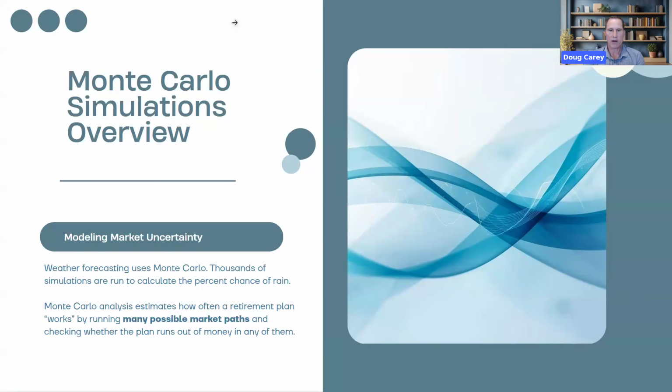So, what is Monte Carlo? I like to use the example of weather forecasting because we can all understand a probability of it raining tomorrow. So, let's say the probability of it raining tomorrow is 40%. How did they get that number? Well, they use Monte Carlo simulations.